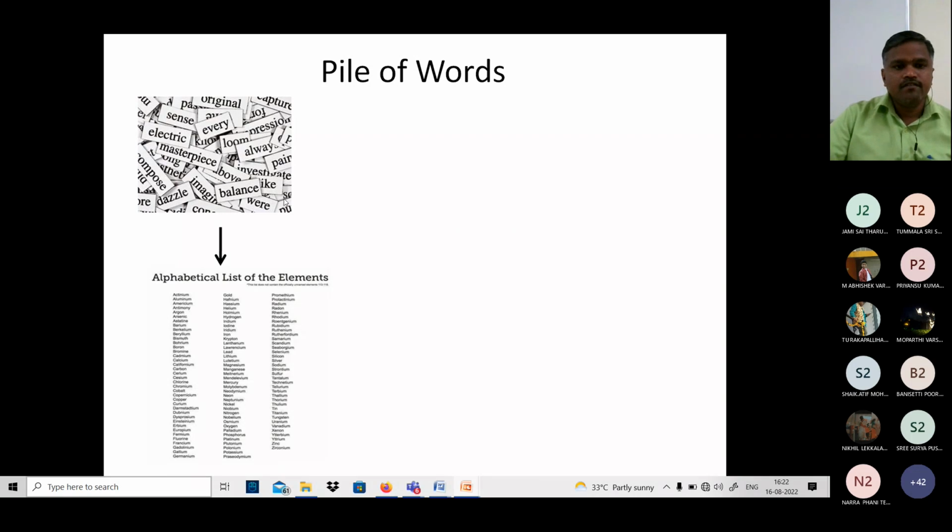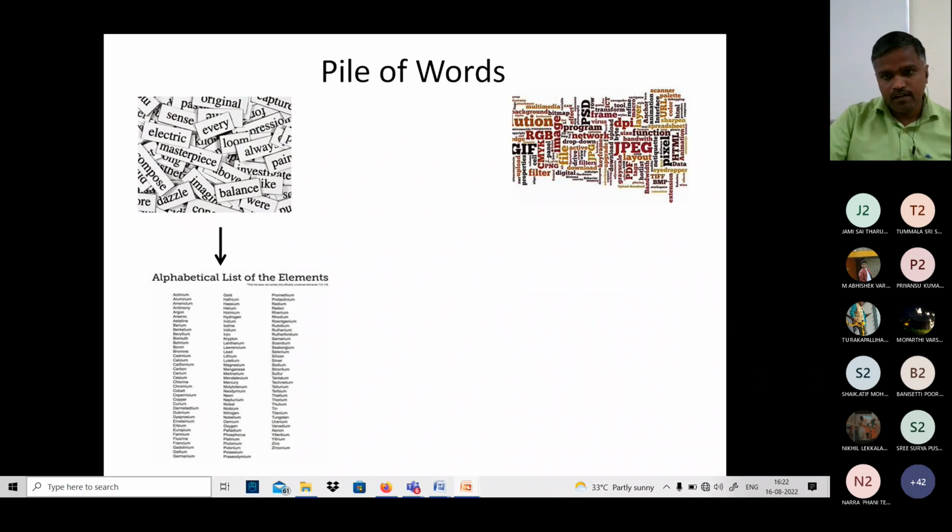To avoid that, we can arrange these words in some structure. Here I am using a list structure, a list of elements arranged in alphabetical ascending order. Another example, look here: these are all technical words which are spread out in a clumsy manner. If you want to find a particular word from this, it is very difficult.